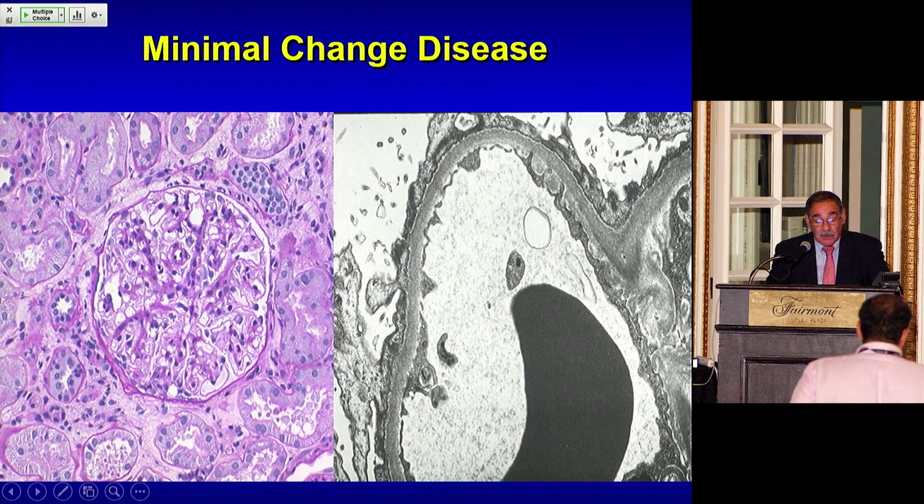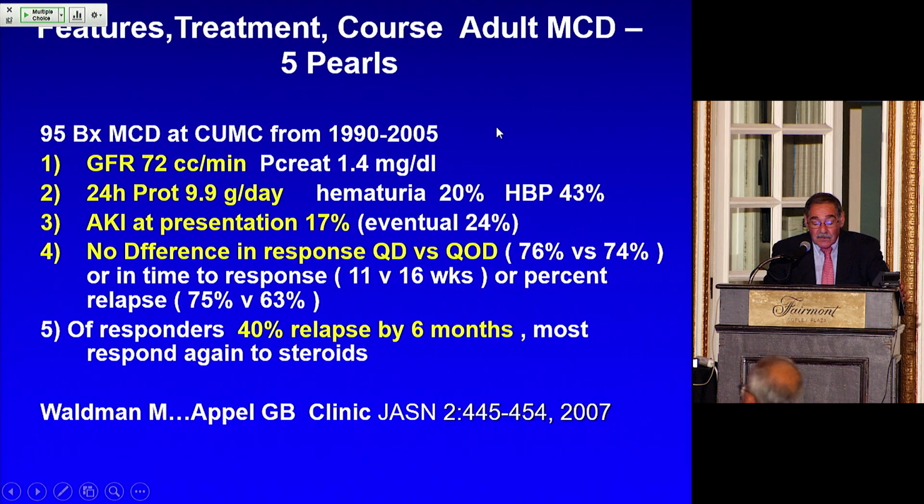So here's our minimal change disease, and remember the old name was nil disease. Nil disease stood for nothing in light microscopy. Here's our fused foot processes over here on our basement membrane, etc. So here are 5 pearls you can get from one study. We looked at 95 adults with minimal change disease. This is back when Merrill was a fellow at Columbia. She's been at NIH ever since.